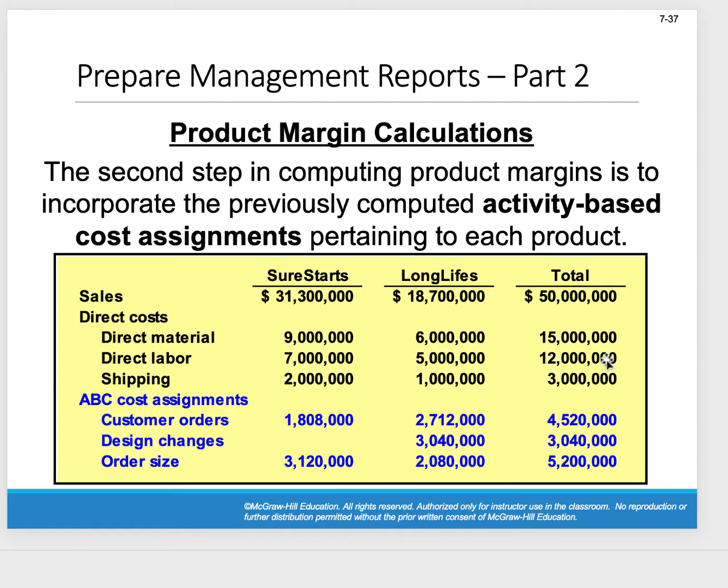Okay. We can also use this to compute product margin. Okay, very easy to do. Again, to figure out what the product margin is, we take our sales and subtract our direct costs, which are very easily traced to each unit, so they don't enter the ABC assignment. In the past, we would say, okay, what is our manufacturing overhead? What's the applied overhead? We're in ABC, so we're going to use ABC to assign the costs of the overhead. The customer orders, the design changes, the order size. Okay?